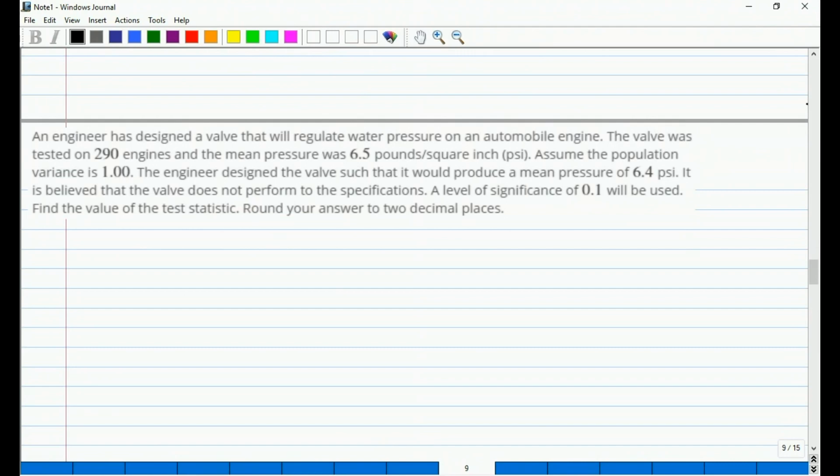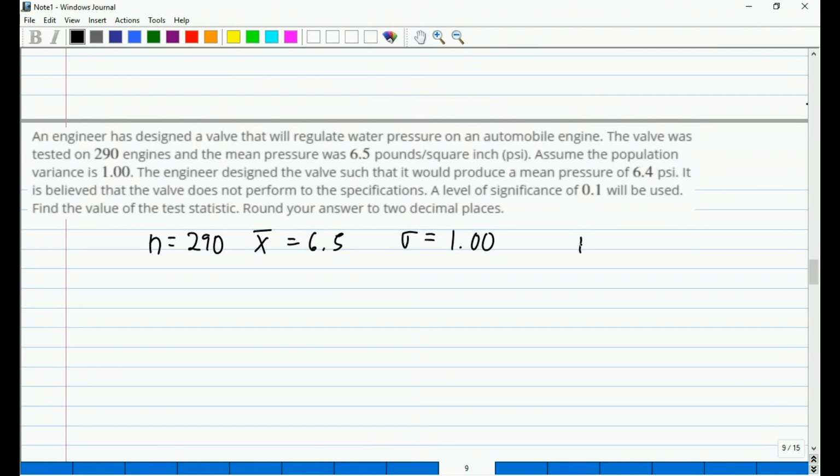So the valve tested on 290 engines, and the mean, so this is from the sample, was 6.5 pounds. Assume the population variance is 1.00. We don't use variance, we use standard deviation. But the good thing is the square root of 1.00 is 1.00. All right, it says the engineers designed the valve such that it will produce a mean pressure of 6.4. It is believed that the valve does not perform to the specifications.